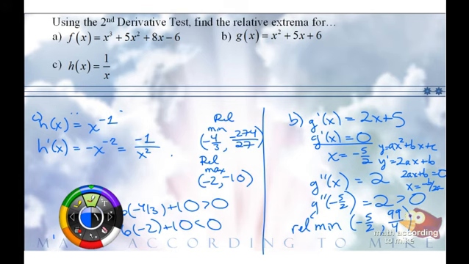Well, remember, we're only considering the case where it equals 0. There is a value where it doesn't exist. So there's issues there. But we don't want to generalize for all rational functions, because some rational functions will have relative extrema. But this one does not.